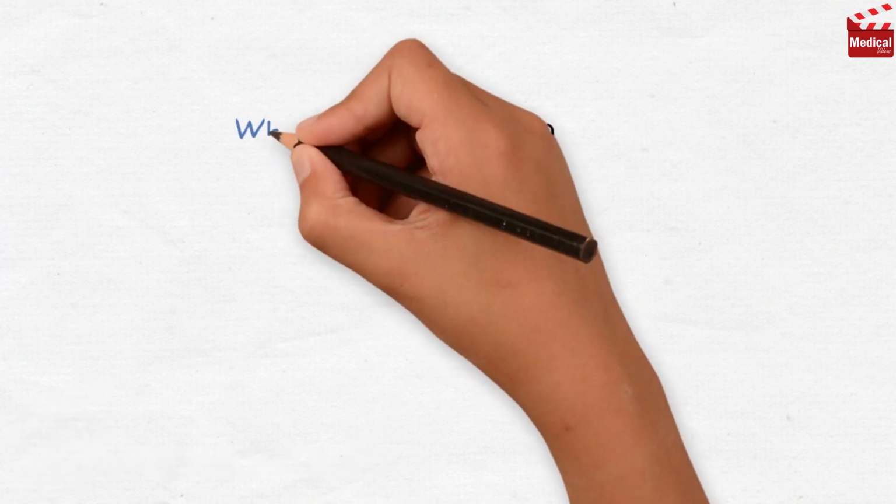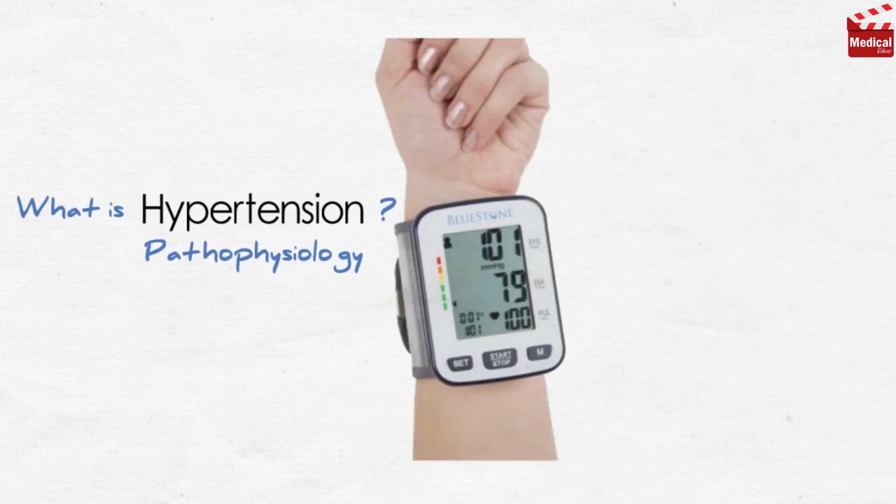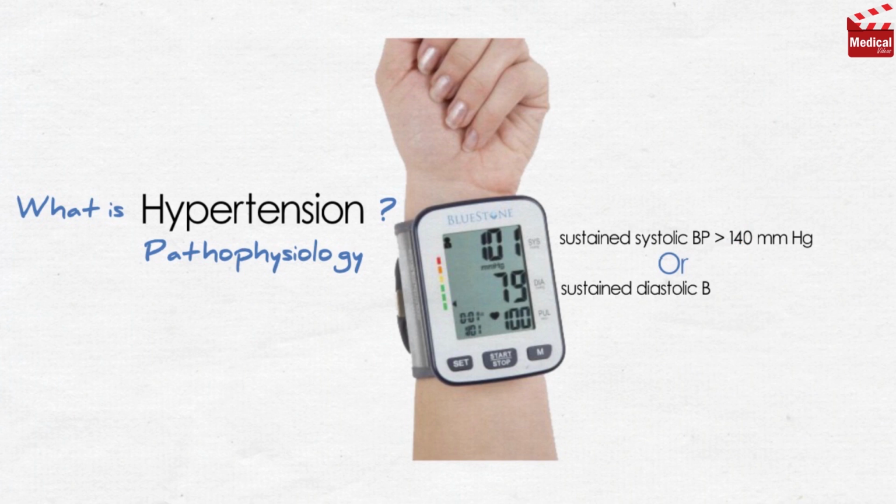The first thing we should know is, what is hypertension? Hypertension is defined as either a sustained systolic blood pressure of greater than 140 mm Hg, or a sustained diastolic blood pressure of greater than 90 mm Hg. Hypertension results from increased peripheral vascular arteriolar smooth muscle tone.